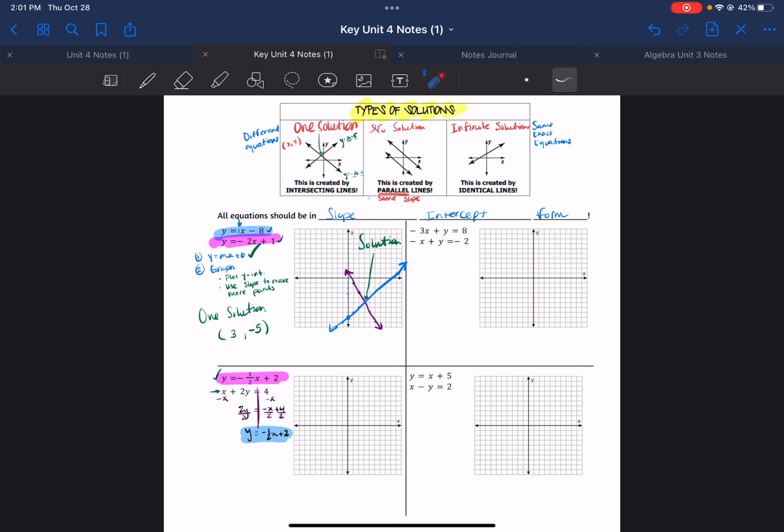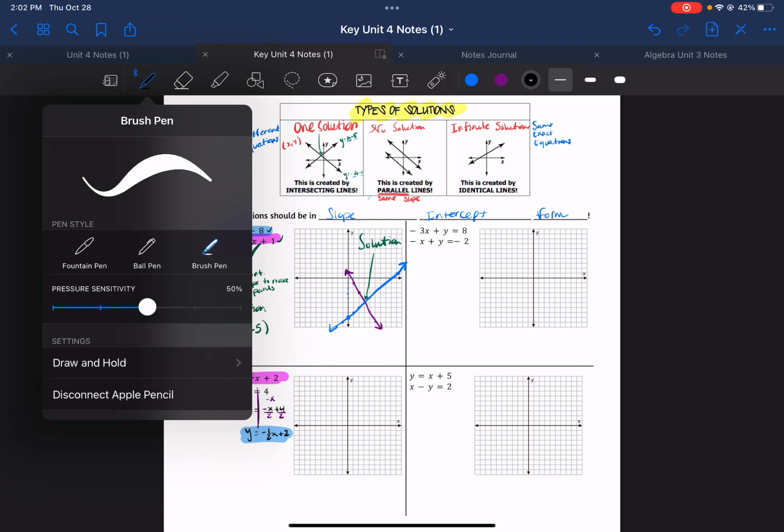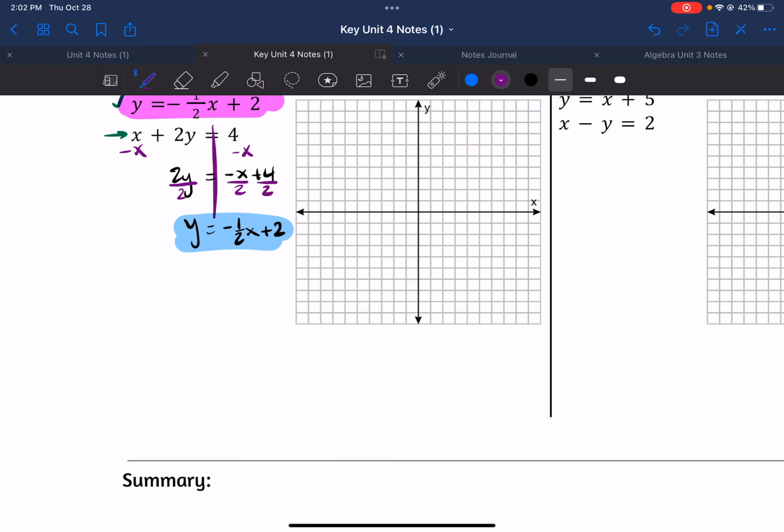So this equation is y equals -1/2 x plus 2, and this equation is y equals -1/2 x plus 2. So these equations are the exact same. Now, what does that mean? Same exact equations are infinitely many solutions. Bam. All right, let's go ahead and write that answer real quick.